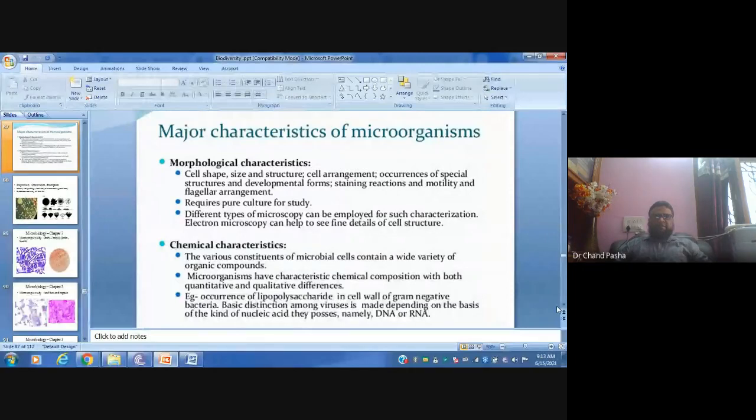Then chemical characteristics. What type of fermentation metabolism it is performing, what kind of carbon source it is utilizing, what is the waste material that it is releasing, what enzymes it is producing, what metabolites it is producing, what antibiotics it is producing. All those features will come under the chemical characteristics. Generally, we call them metabolic characteristics. What is the carbon source? What are the enzymes? What are the end products? All those things come under the chemical characteristics.